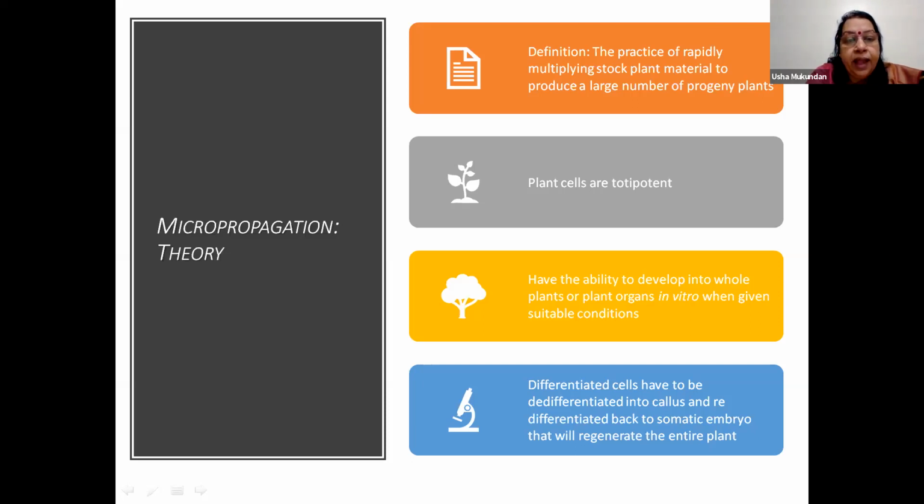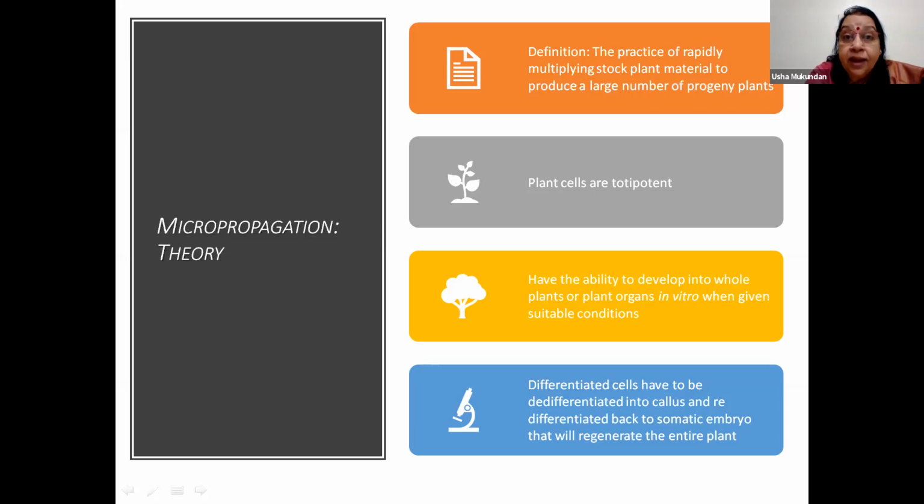So this explant, given the proper environment, and when I say proper environment, it means the environment inside the culture vessel. Now, this environment is made up of two components. One is the physical component and the other one is the chemical component. So it can differentiate, and on differentiation, it can form either organs, what you call organogenesis. If it forms an undifferentiated mass of tissue, it will be called callus.